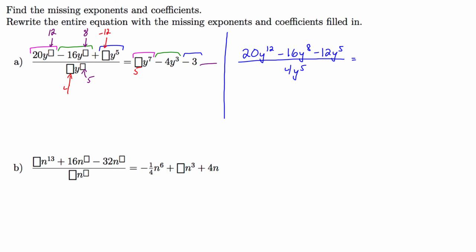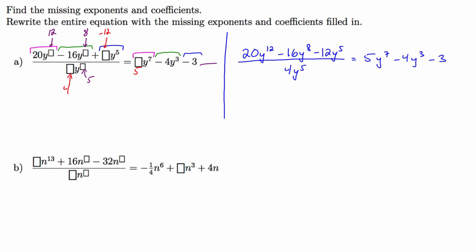20 divided by 4 is 5. Y to the 12th divided by y to the 5th is y to the 7th. Negative 16 divided by 4 is a negative 4. Y to the 8th divided by y to the 5th is y to the 3rd. Negative 12 divided by 4 is negative 3. Y to the 5th divided by y to the 5th would cancel out completely. So we've just set up the division problem to carry out, and we carried it out.